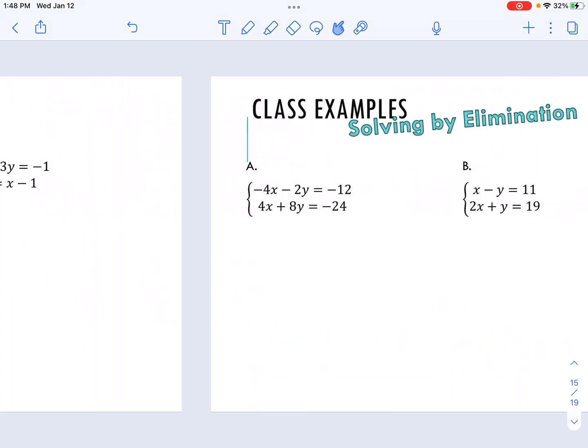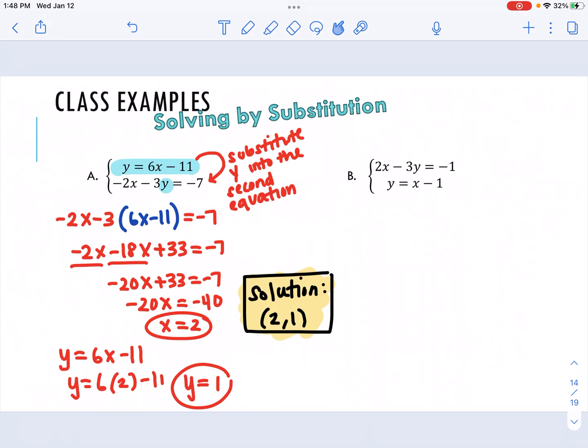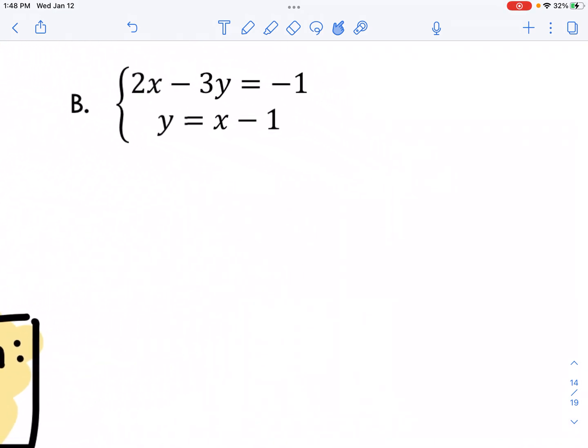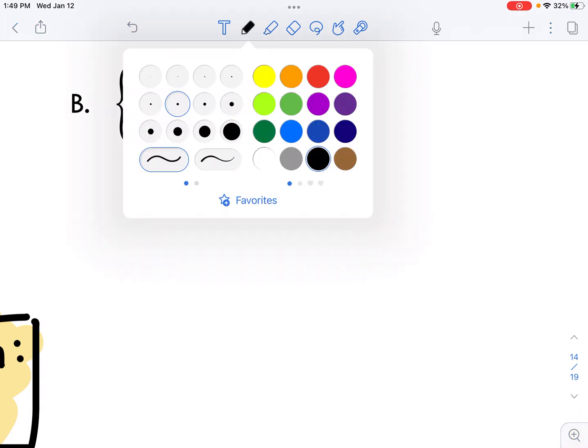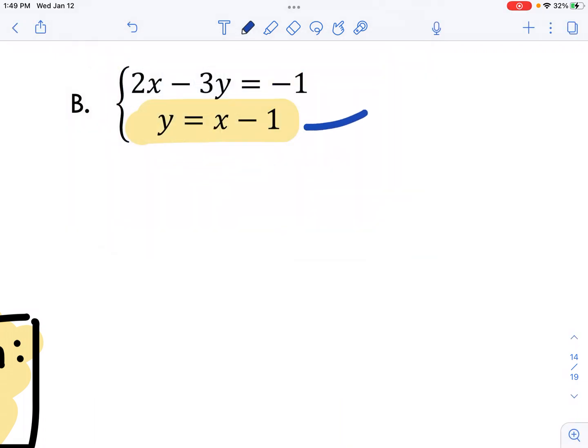All right. So let's go ahead and try out example B. Once again, if you'd like to pause the video and try this on your own, you're welcome to. Otherwise, we can do this together. So in example B, I'm going to first look to see if there is an equation that lends itself for me to substitute. And we notice here that y is equal to x minus 1. So I'm going to take this value for y, and I'm going to plug it in here.